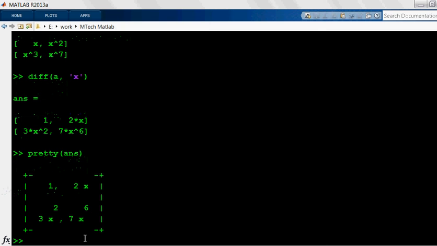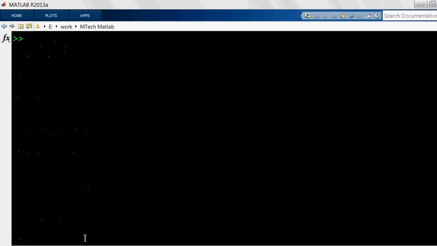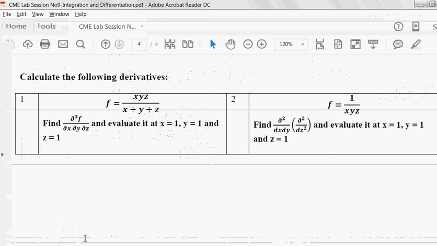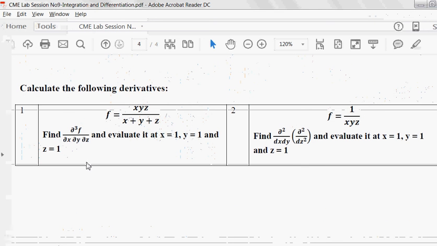I don't know. Yeah, it does work. Okay, it does give me a prettified answer for the matrix as well. That is one thing. Next, proceeding on, let us find out this particular differentiation.